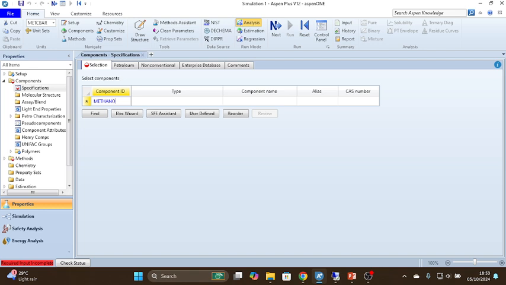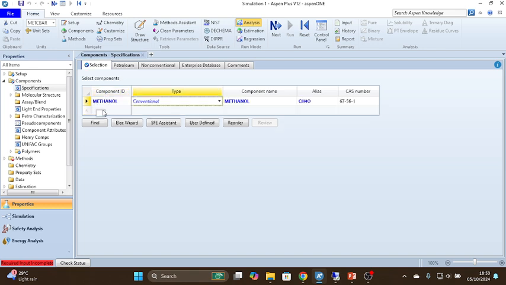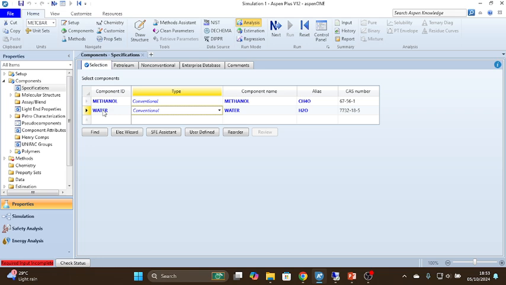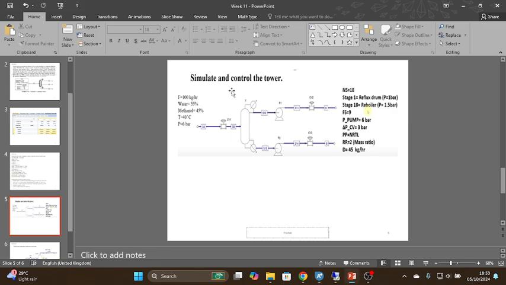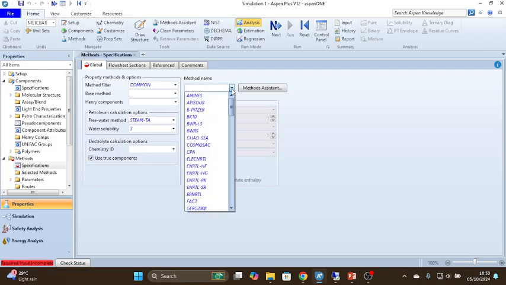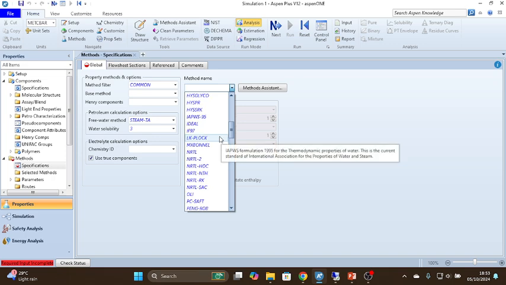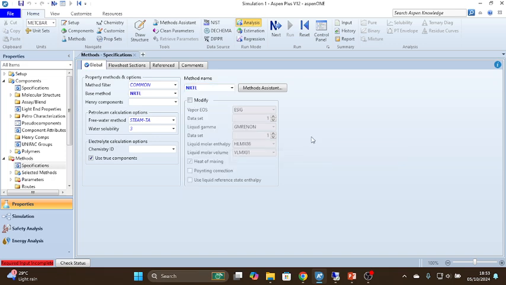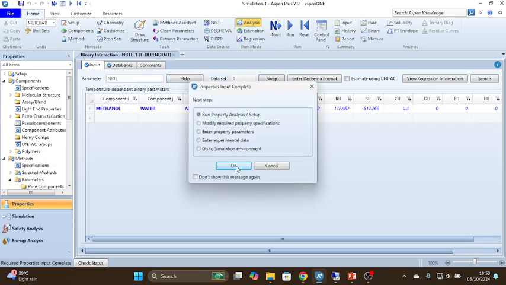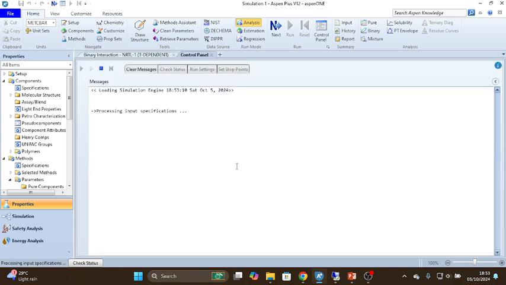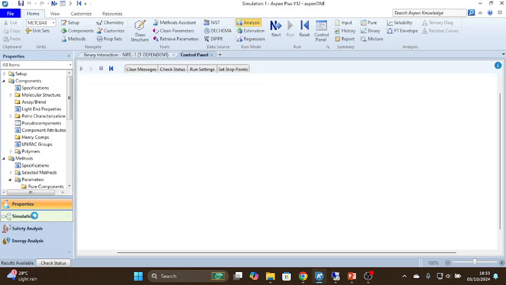So we have two components over here, methanol and water. The property method that we have to use is NRTL. We are running the property analysis. Next we are coming to the simulation.